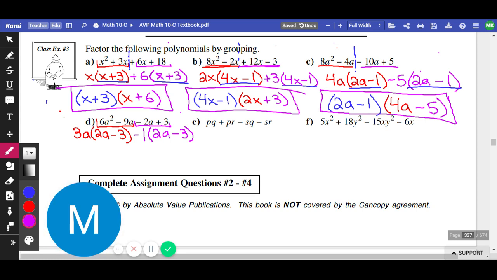You'll notice we've got two things the same. That comes out front. On the red side, I'm left with 3a. On the purple side, I'm left with minus 1. And that's your solution.